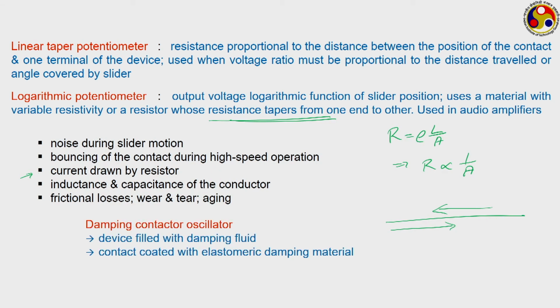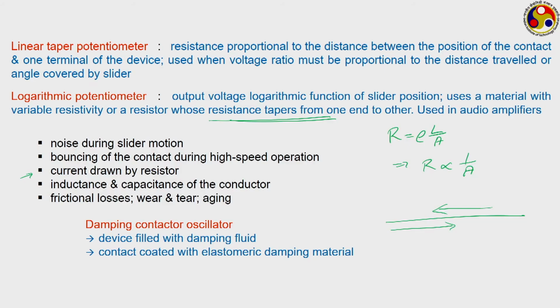The frictional losses, also the noise etc., can be eliminated or at least minimized by using the damping contact oscillator, where the potentiometer is allowed to be filled with some kind of damping fluid, some kind of high viscosity fluid, so that as the contact moves, it suffers strict resistance from the fluid, thereby eliminating the losses and also the noise. We can also use contact coated with some kind of elastomeric damping material, and similar other techniques can also be employed.